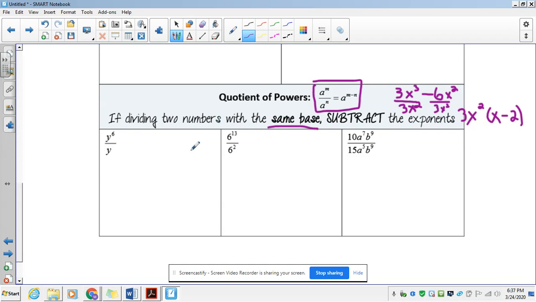So again, looking at this one, when there's not an exponent, what is that exponent? 1, correct. Hopefully we're all thinking that. So 6 minus 1 would be how we simplify this problem, which is 5.